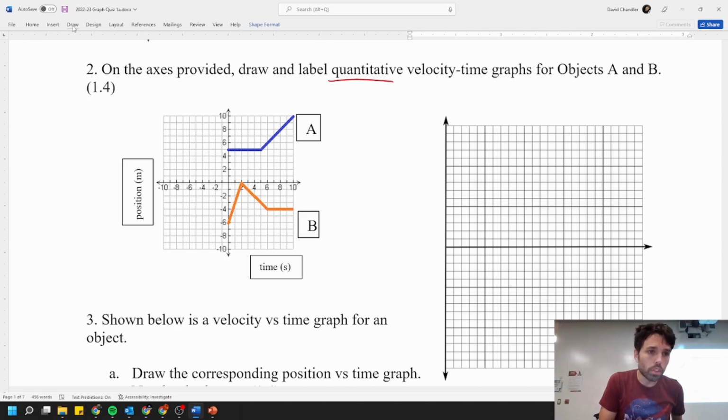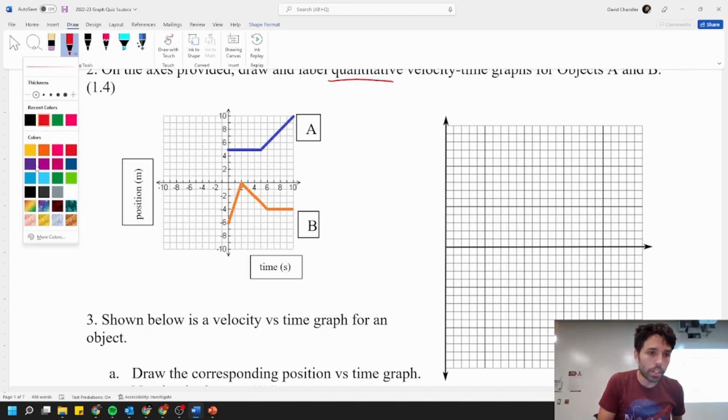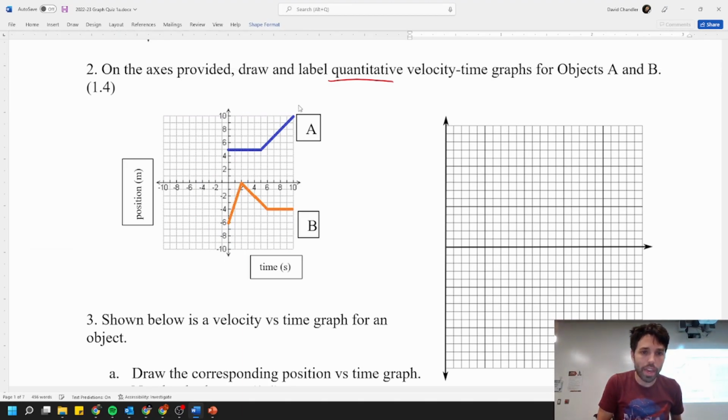So let's do blue first. Let me get a blue pen here. I'll do graph A first. And so we have no slope here. It's a position time graph. Always got to pay attention to the axes. So we have no slope here. It's a horizontal line. That means we have no velocity.